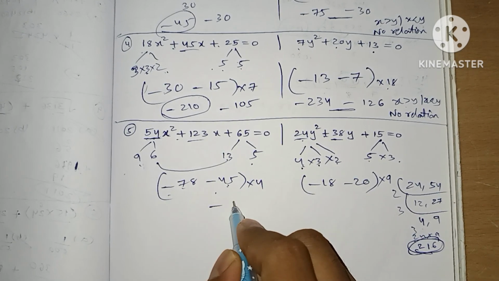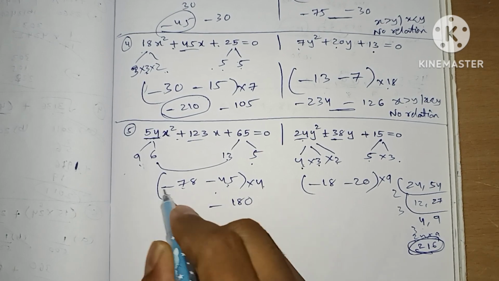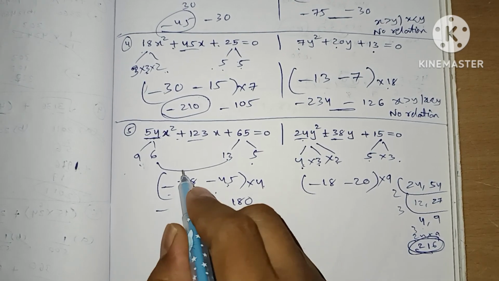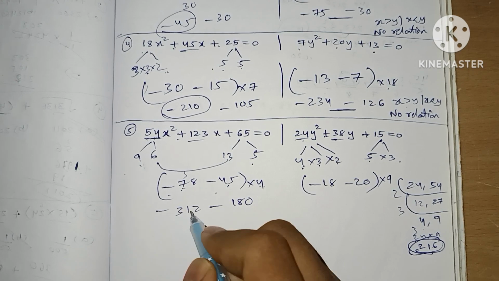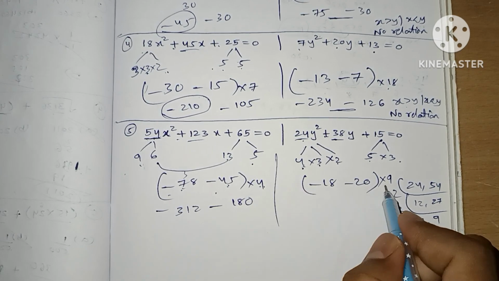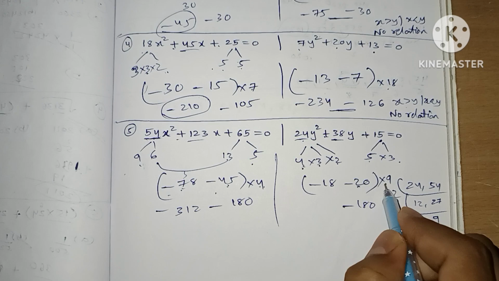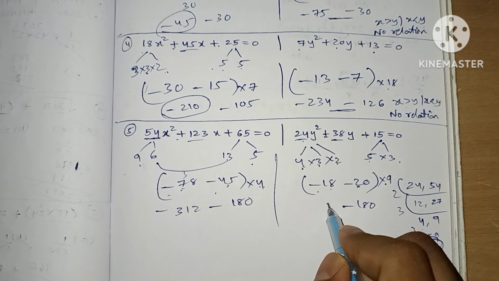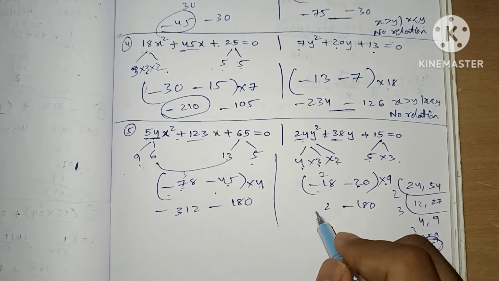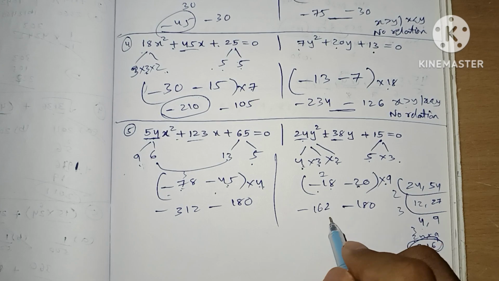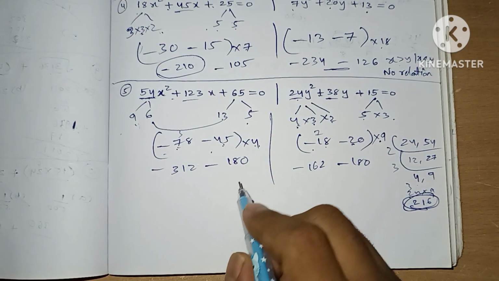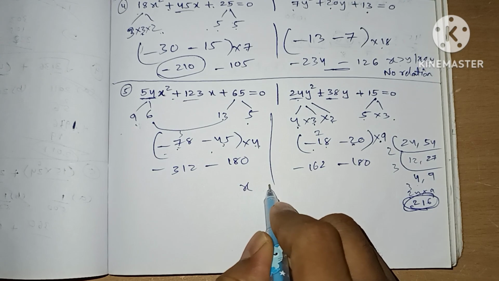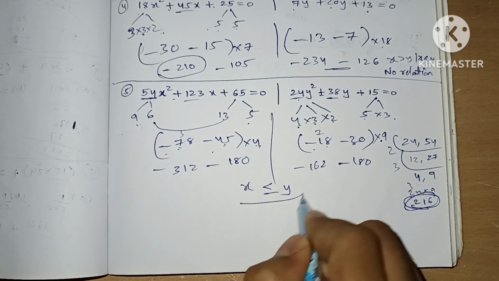90 and 2 times 180. This will be 8, 4 times 32. 4, 7 times 28, 312. In this case minus 180. 9, 8 times 72. 9, 1 times 9, 162. Now by comparing these two, it is clear that x is lesser than or equals to y.